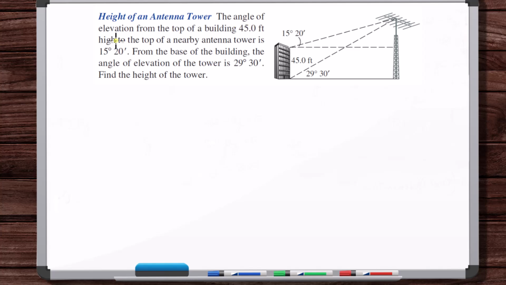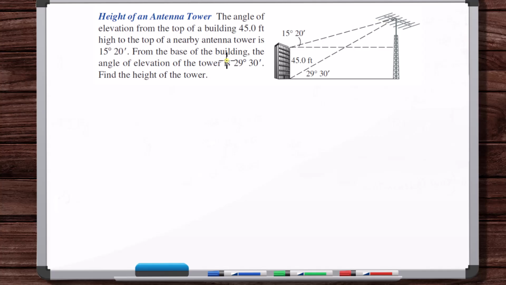The angle of elevation from the top of a building 45 feet high to the top of a nearby antenna tower is 15 degrees 20 minutes. Okay, so maybe they had one of those angle measuring devices up here, and they got that the angle to the top, from the horizontal to the top of the antenna, is 15 degrees 20 minutes.